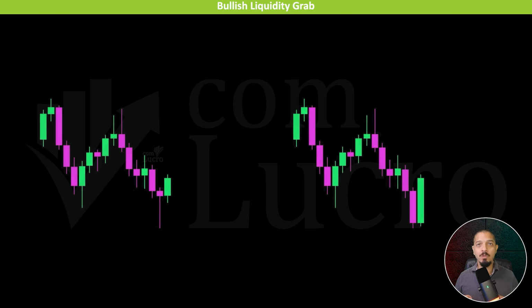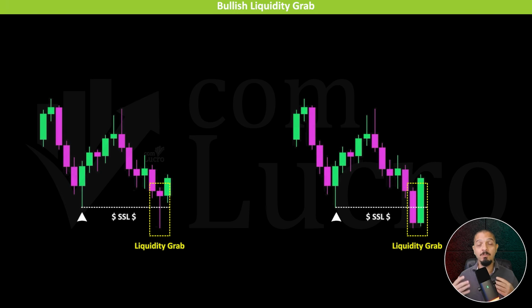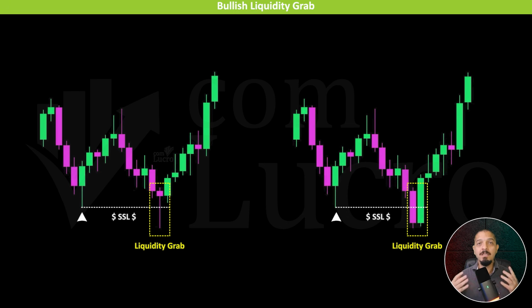A bullish liquidity grab happens when price moves below a liquidity level, either with a wick or even a close, and then quickly returns back inside the range. In terms of price action, this shows that the market reached for liquidity below support, triggering stop losses and trapping breakout traders. This behavior often signals that price is likely to move in the opposite direction.